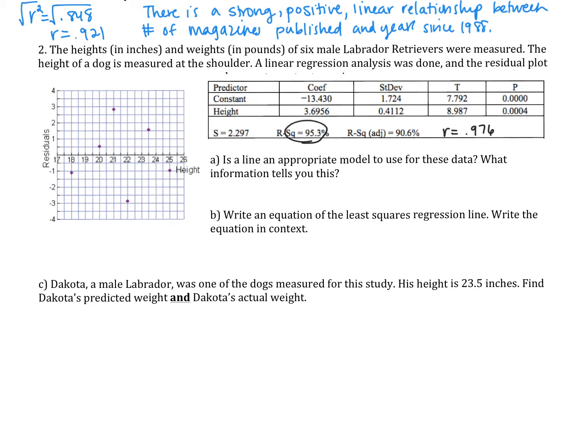Okay, so I've got a high r-squared value, a high r value, and a residual plot that doesn't really seem to show any clear curvature. I might have a curve here, but this dot here kind of throws that off, making it kind of random. There are only 6 data points, so that makes it kind of hard to interpret. But it seems that a line would be appropriate.